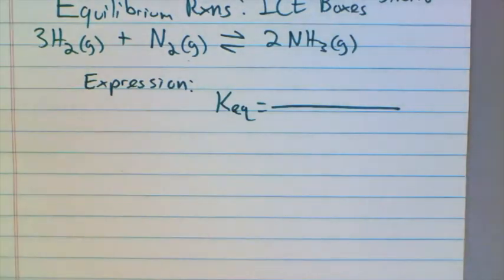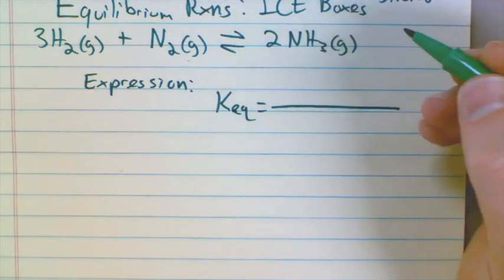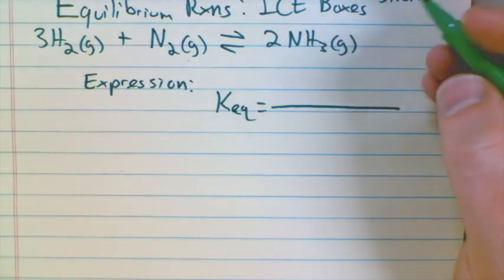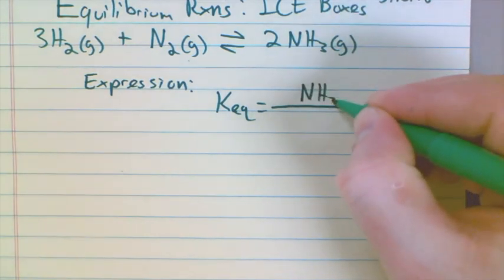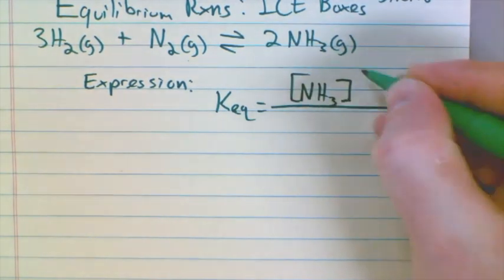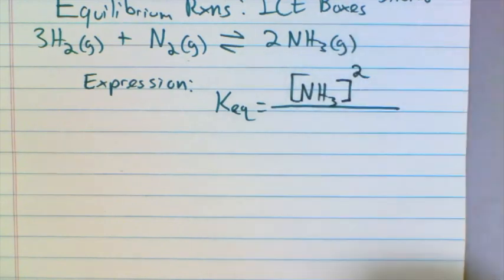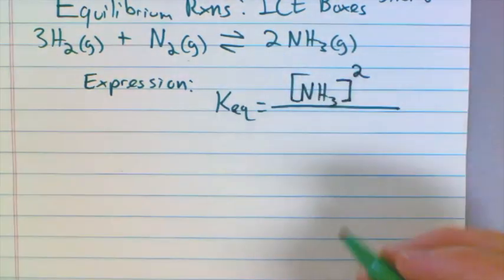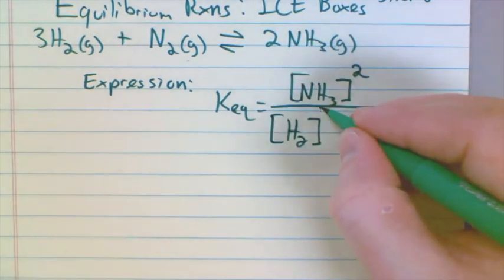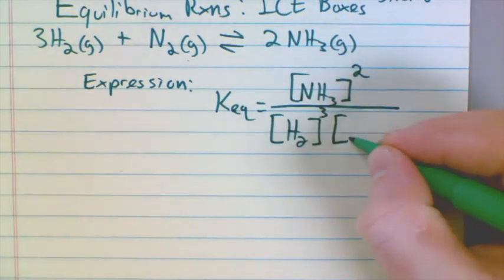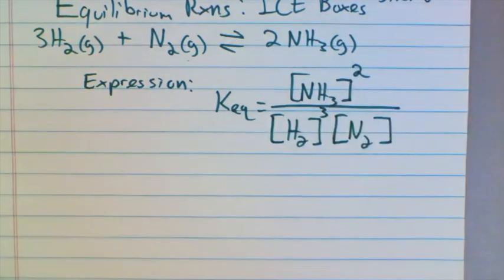Okay, so if you recall, what goes on top? The product. Product goes on top, and we raise that to the power of our coefficient. On the bottom, we're going to have H2 to the third power and N2, no exponent. So that's the same as yesterday. That's your first step for these problems.